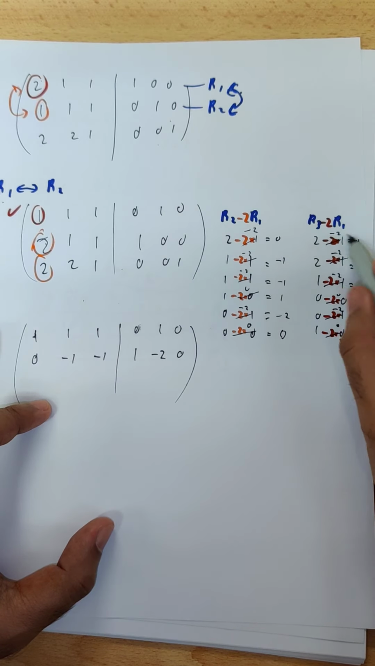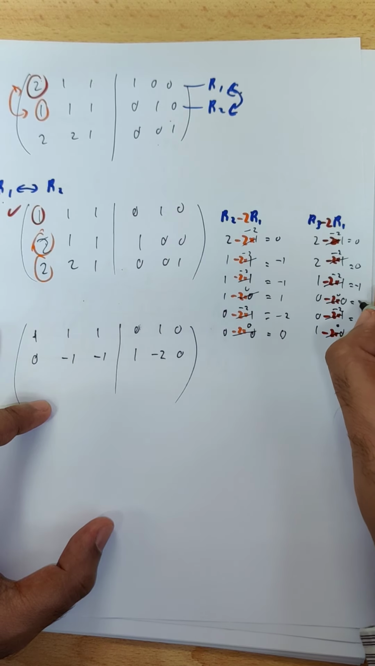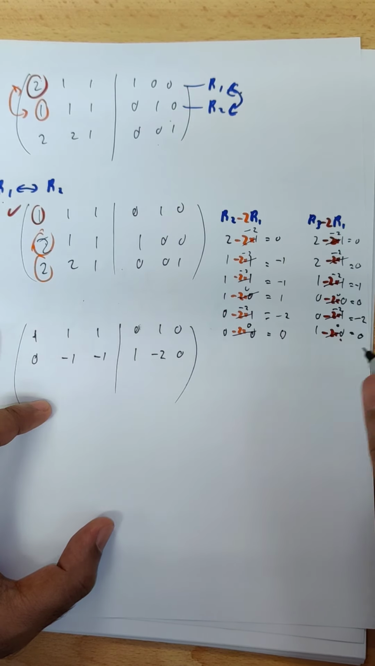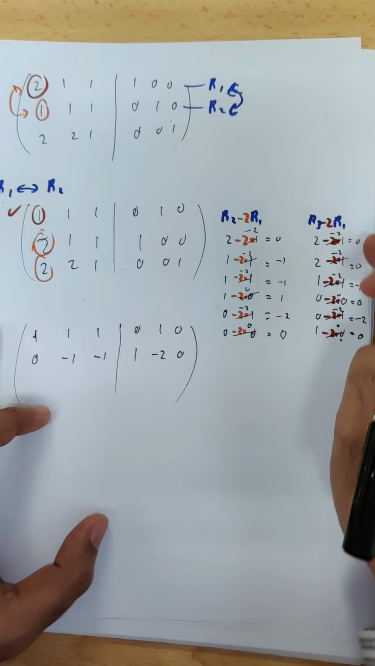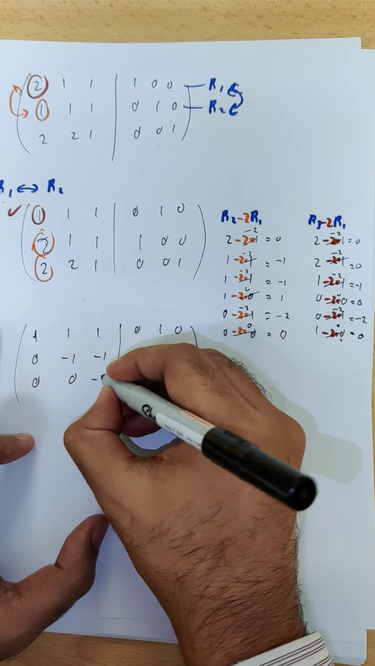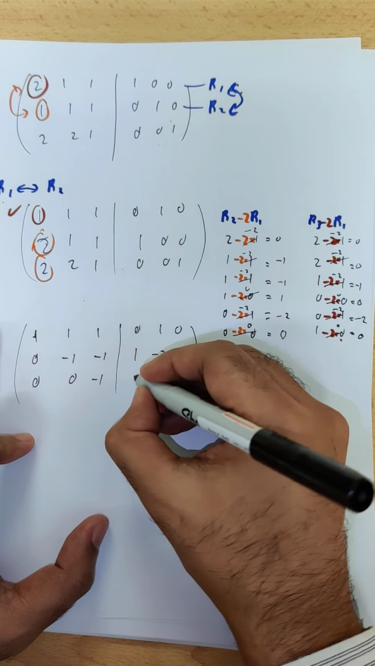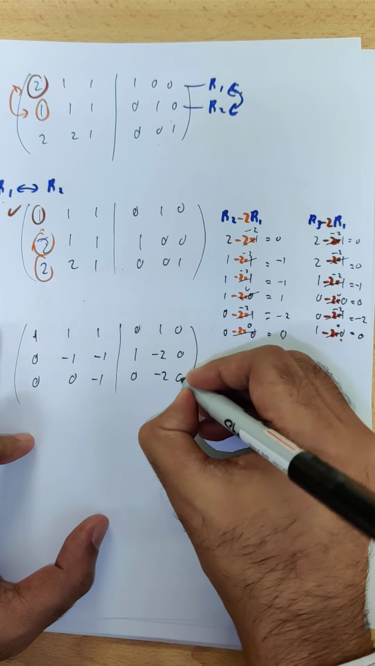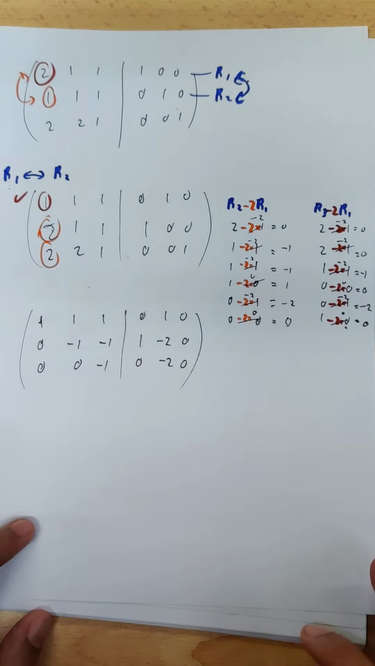Okay, so 2 minus 2, 0, 2 minus 2, 0, 1 minus 2, minus 1, 0 minus 0, 0, 0 minus 2, minus 2, 1 minus 0, 0. So your new row 3 is 0, 0, negative 1, 0, negative 2, 0. Alhamdulillah.